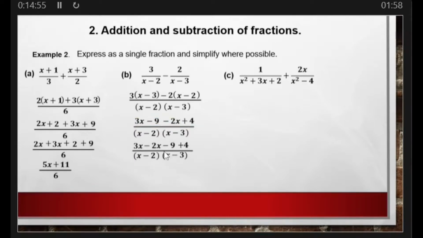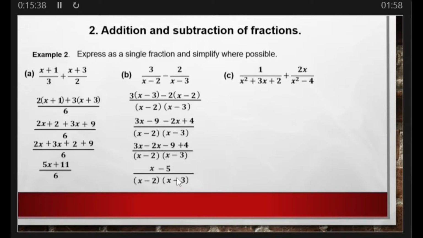All right, then what we are going to do now is to add. So these common terms will be added. We'll say 3x minus 2x gives us x. Then we'll also add negative 9 plus 4, which will give us negative 5, over the same expression here. If this expression can be simplified further, we can go ahead, but from the look of things, we cannot simplify it further.